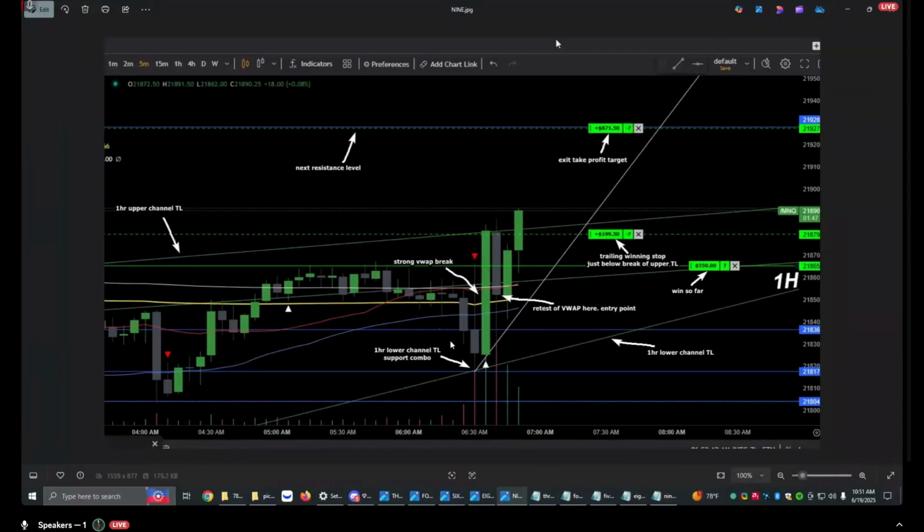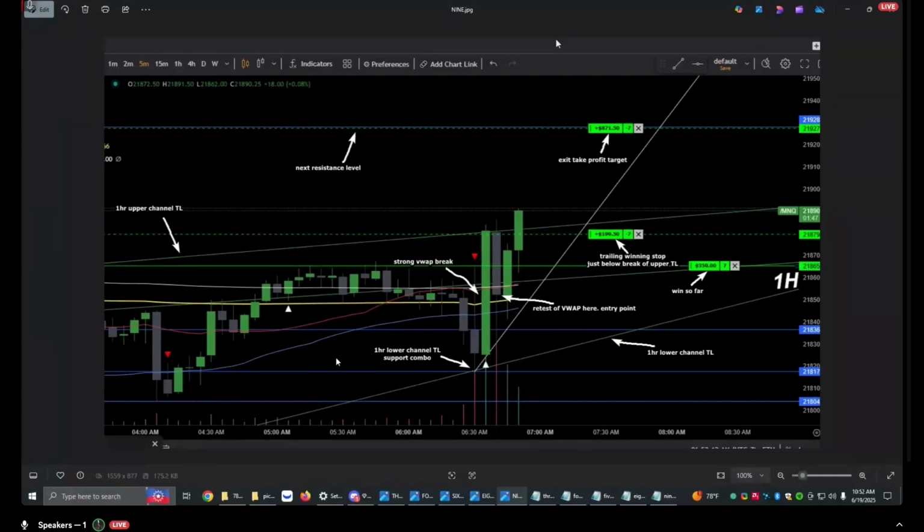Number 9. Here's what I had this morning on MNQ. Morning market dipped and ripped back up to give me a strong break of VWAP and a rejection of a 1-hour upper channel trend line. Let's see, where was this rejection? Looks like it was right here. It came back down to retest VWAP and bounced. This is an entry point for longs. I set my target at the next resistance level and my safety stop just underneath the break of the upper channel trend line.